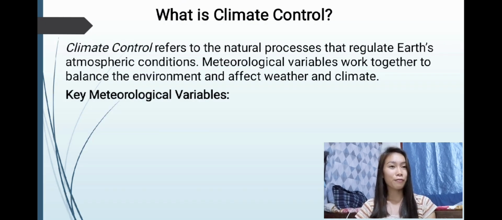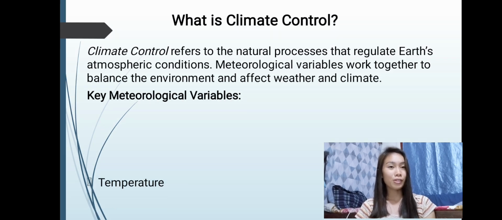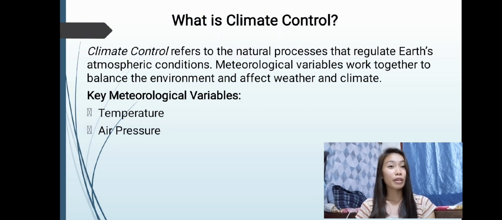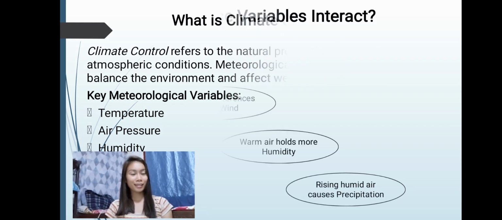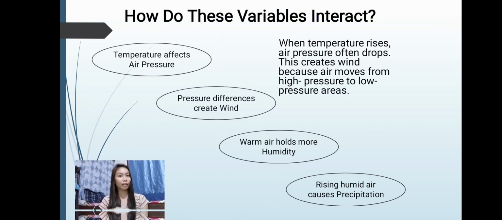So here are the 5 key meteorological variables that play a role in climate control. First, temperature affects how warm or cold it is. Second, air pressure influences the movement of air or wind. Third, humidity measures the moisture in the air. Fourth, wind carries heat and moisture. And lastly, precipitation refers to rain, snow, or hail. Now, let's briefly discuss each and how they are interconnected.